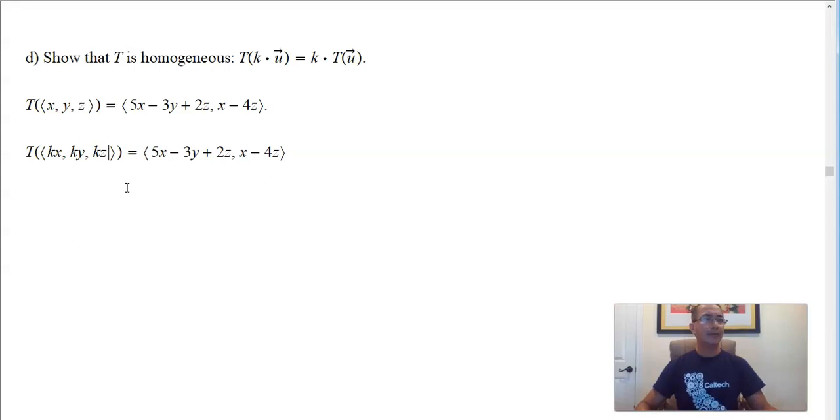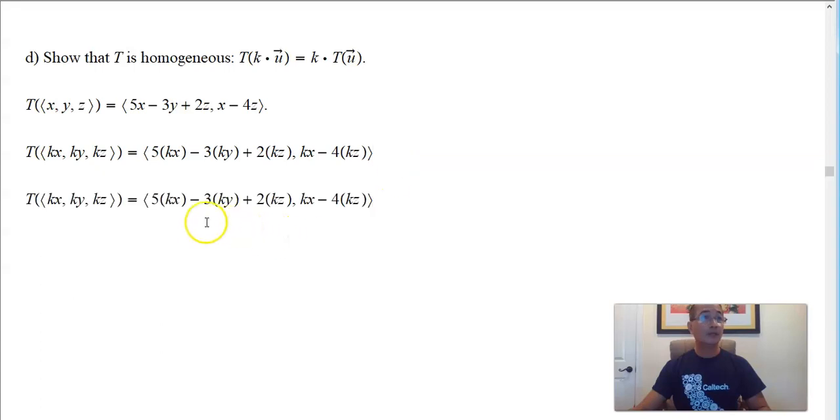Okay, but what does that mean? Instead of 5 times x, we have 5 times kx. Instead of minus 3y, we have minus 3 times ky, and we have 2 times kz. x becomes k times x, and z becomes k times z. Okay, so every component, every term, gets an extra k. So of course, we know the distributive property for real numbers.